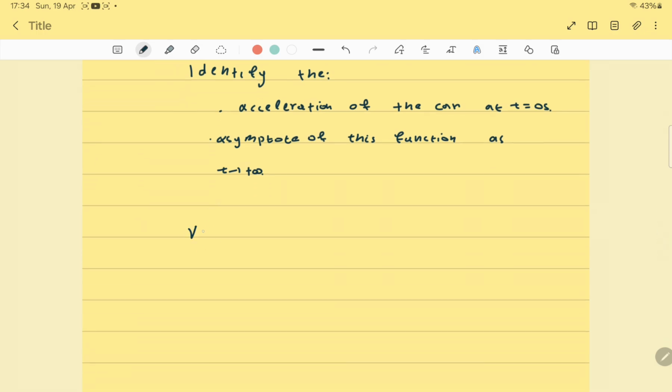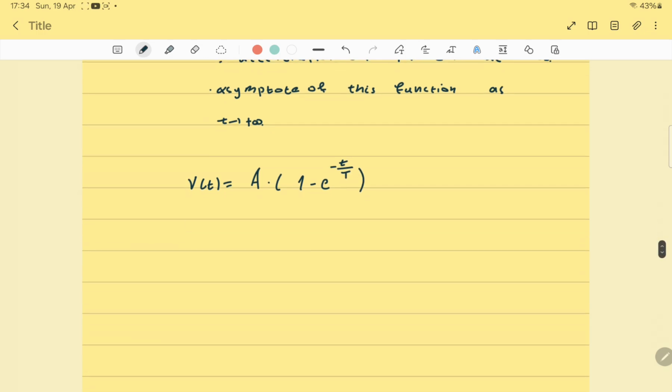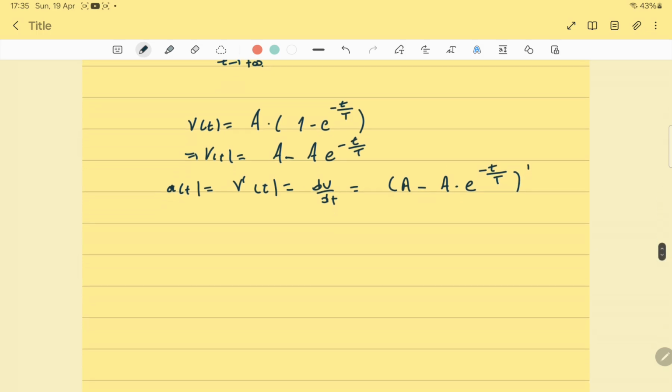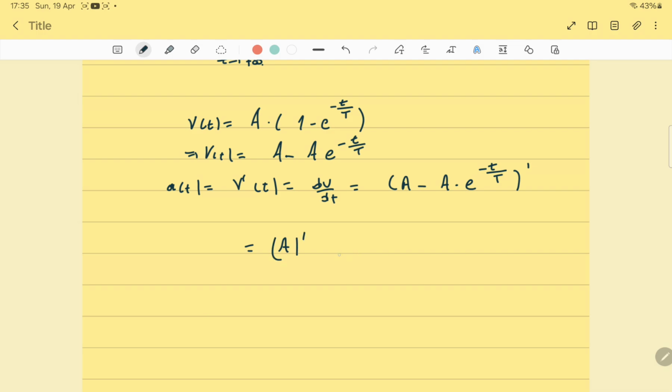So let's remember the formula for the velocity is A times 1 minus e to the power of minus small t over capital T. Let's expand the brackets. The acceleration is going to be the first derivative of the velocity, dv over dt. So that's going to be the derivative of A minus A times e to the power of minus t over capital T. The derivative of the first function minus the derivative of the second function.